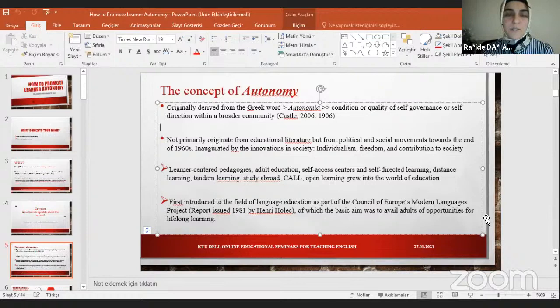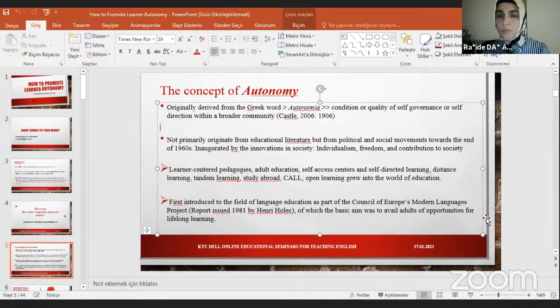As a result of these movements, we had learner-centered pedagogies, and adult education gained importance. Self-access centers and self-directed learning, distance learning and tandem learning, study abroad programs, computer-assisted language learning, and open learning grew into the world of education as a result of these movements.